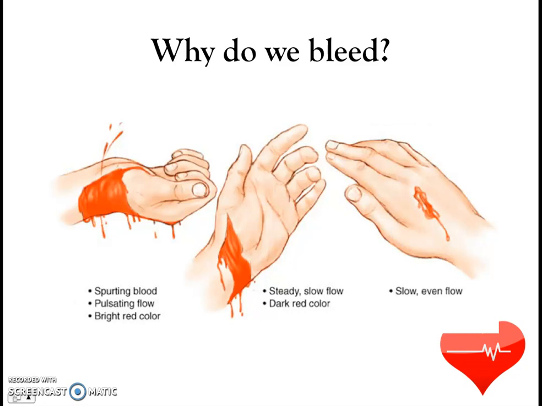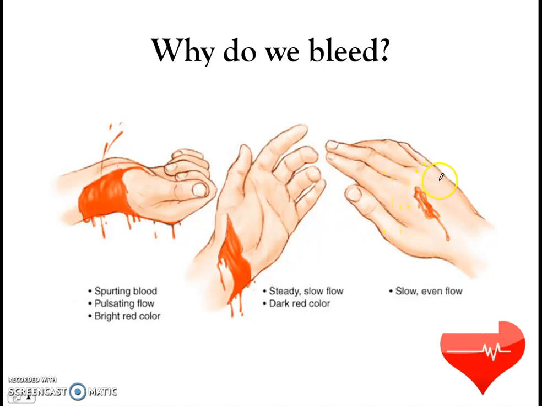Did you know that there are 3 different types of bleeding? Yes, there is the spurting, pulsating kind of bleeding, the sort that you see in horror movies, which is just so scary. Then there's the steady, slow flow kind of bleeding, where the blood tends to be darker red in color. And then the slow, even flow, most commonly seen from day-to-day injuries.